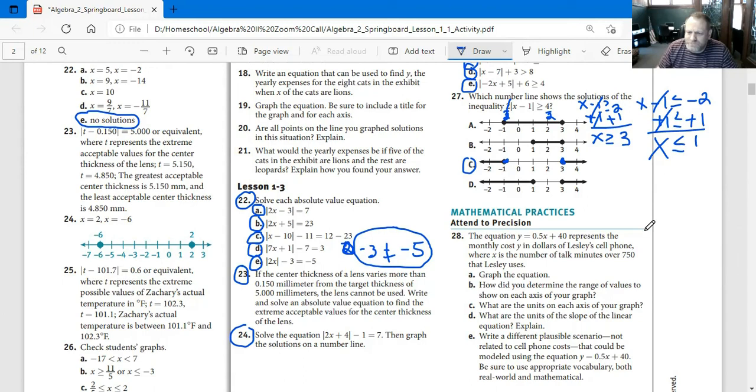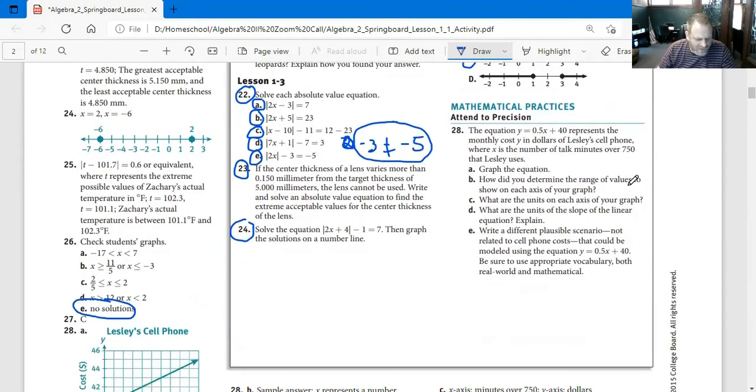All right, guys, let's look at number 28. The equation y equals 0.5x plus 40 represents the monthly cost in y dollars of Leslie's cell phone, where x is the number of talk minutes over 750 that Leslie uses. So graph the equation. How did you determine the range of values to show on each axis of your graph?